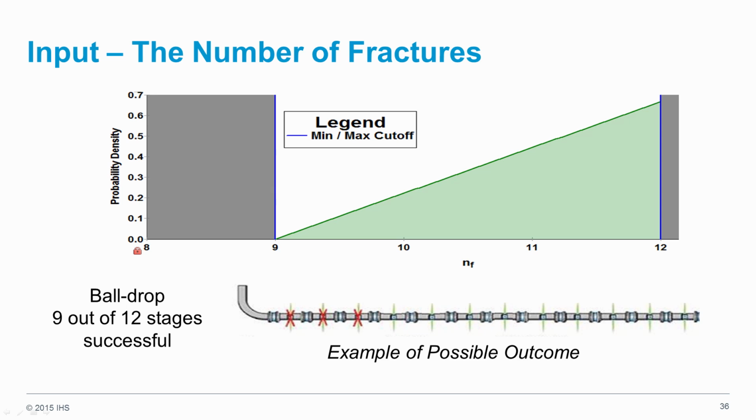For the number of fractures, this particular completion was a ball drop completion. So best case scenario, we're getting one active fracture for each stage. The way I've modeled this distribution was using a triangular distribution. I said we're most likely to get each stage successful, but there is a risk of stages sanding out. So worst case scenario, we'll have 3 stages sanded out and only 9 active fractures.